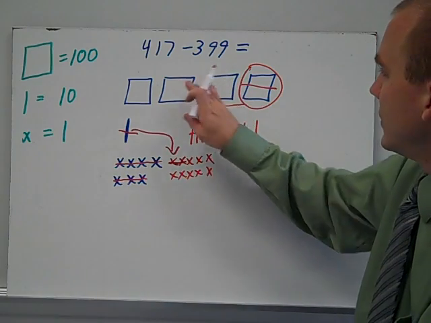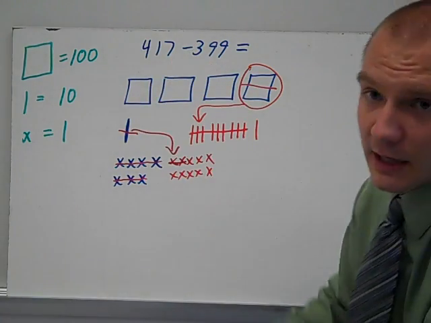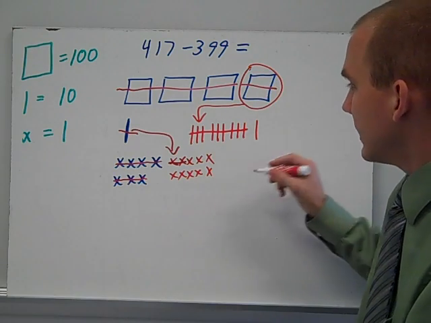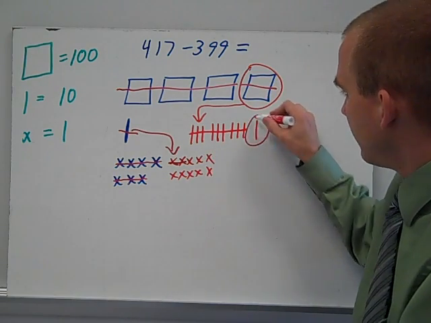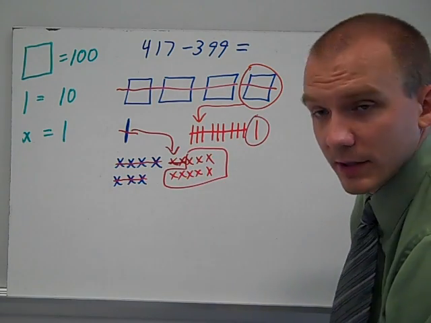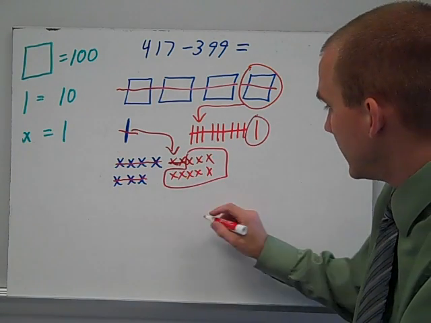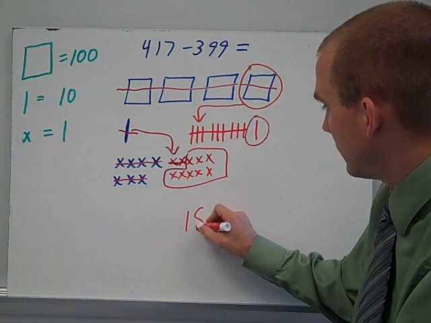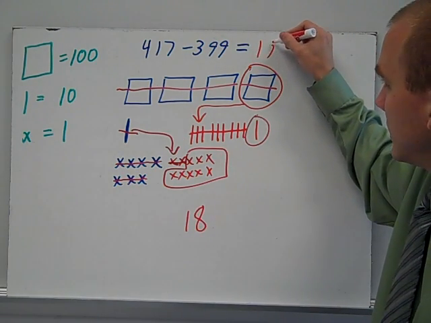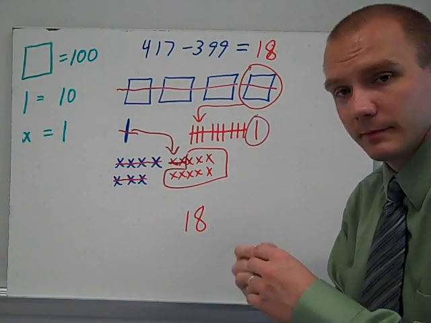Now I'm left with 1, 2, 3 hundreds, and I have to take away 300. Just cross them out. Let's see what's left. I had this left, 10 tens, and I have 8 ones. So 10 and 8 ones is 18, meaning that 417 minus 319 equals 18.